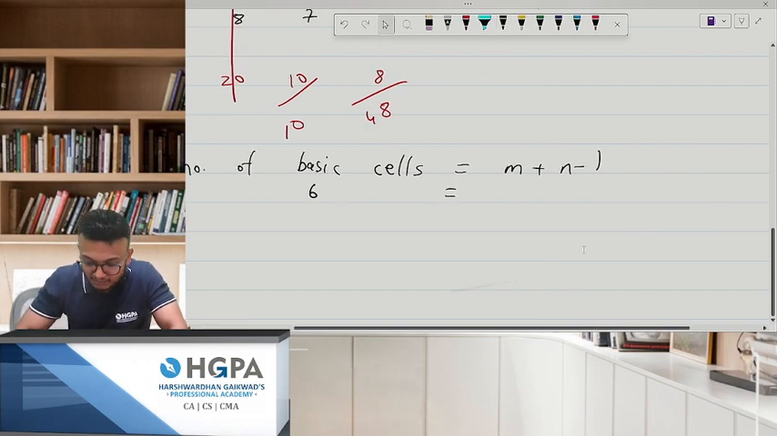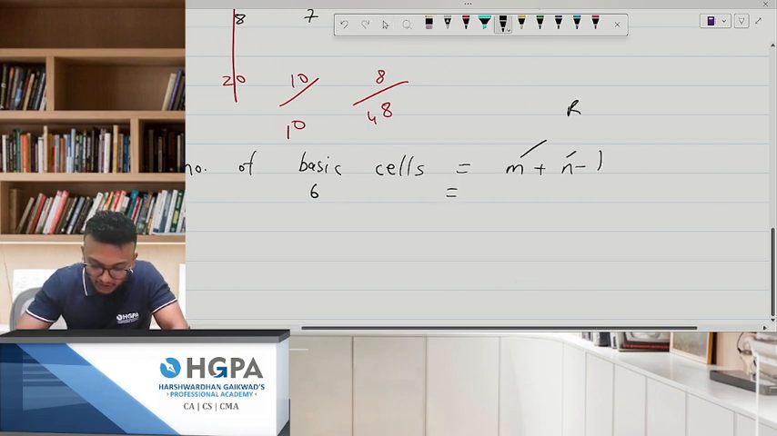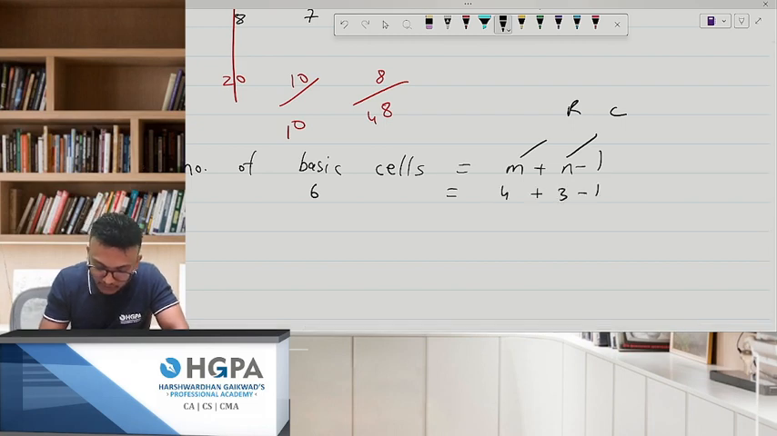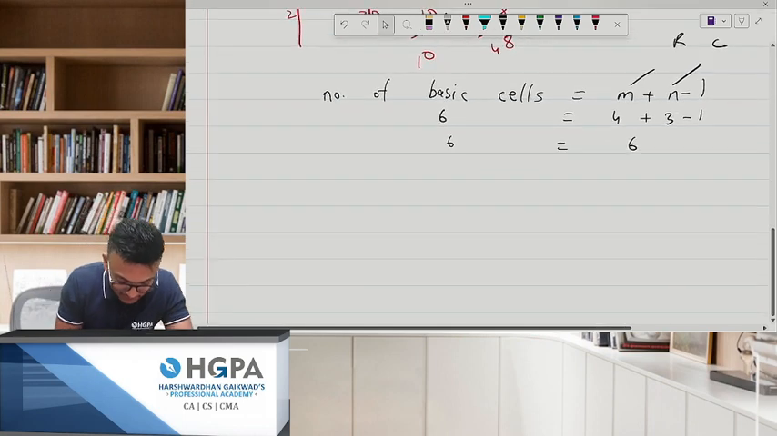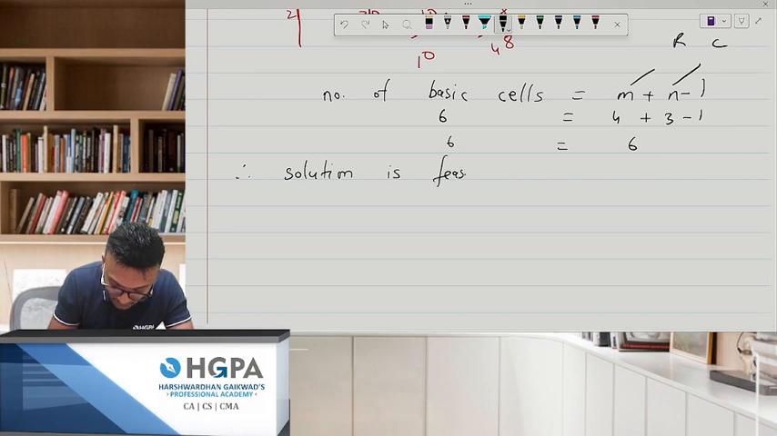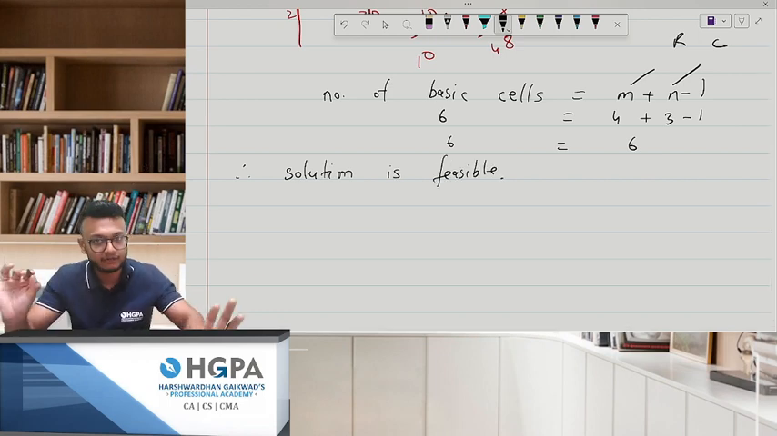And what is m plus n minus 1? M stands for row, n stands for column. Sir, I think there are 4 rows and there are 3 columns. So 6 is equal to 6. Yes, the solution is feasible. Therefore, the solution is feasible. Done. Very good job.